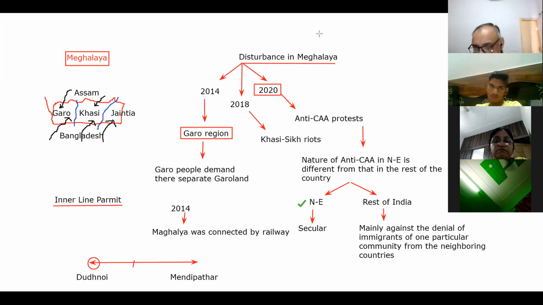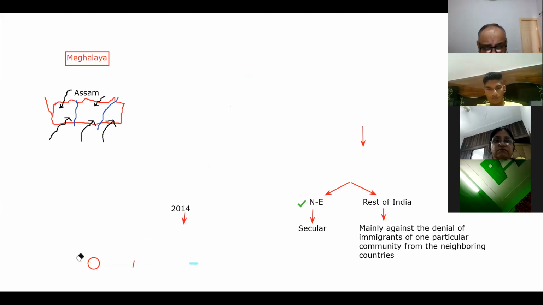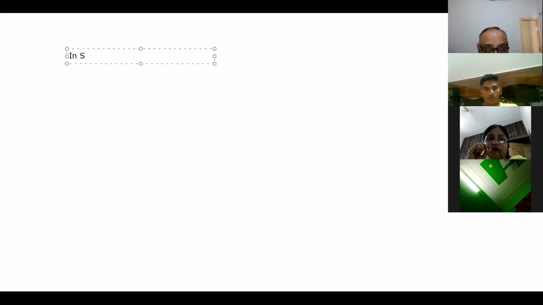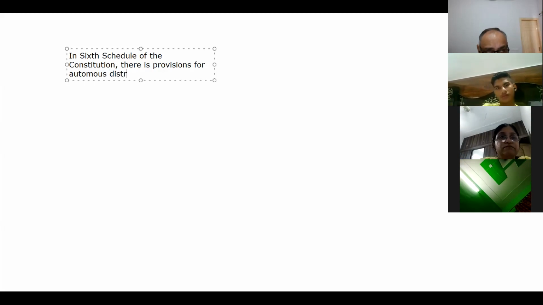So this is about Meghalaya state today. Apart from this, let us discuss one, two important points. Meghalaya is such a state which is almost entirely under, we can say, autonomous district councils, right? आपको मालूम है 6th schedule के अंदर there is provision of autonomous district councils in the 6th schedule of the Constitution.